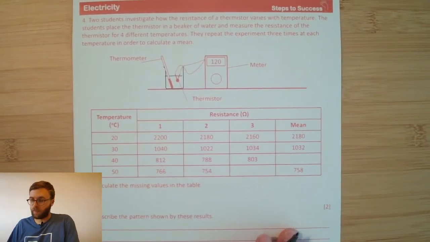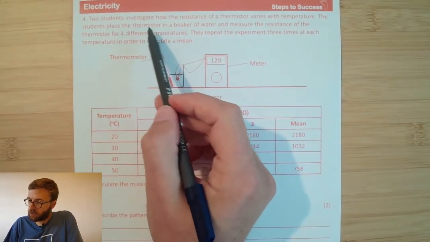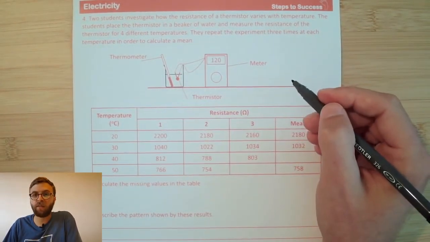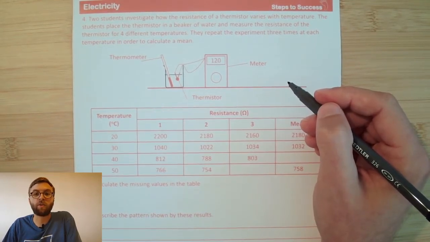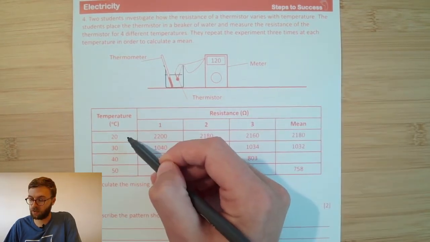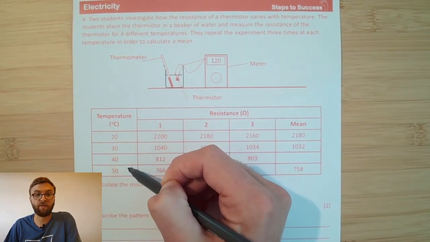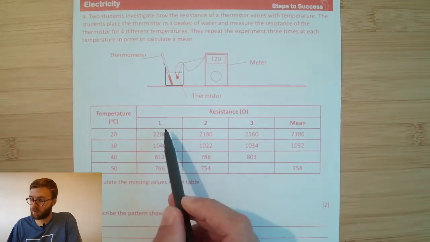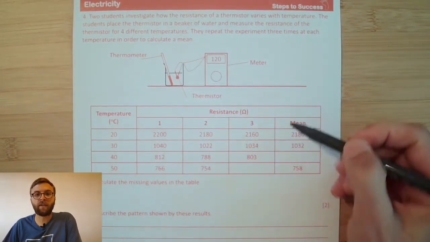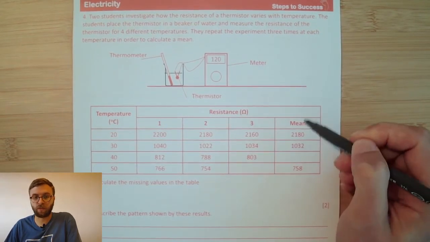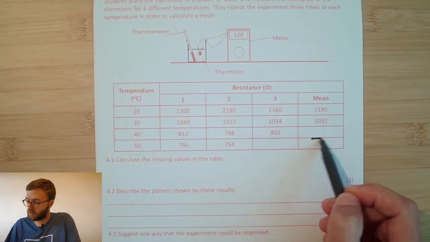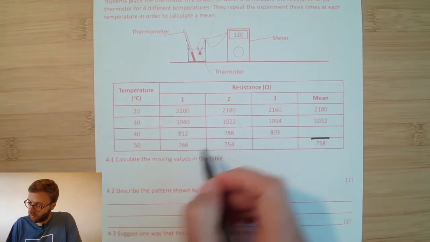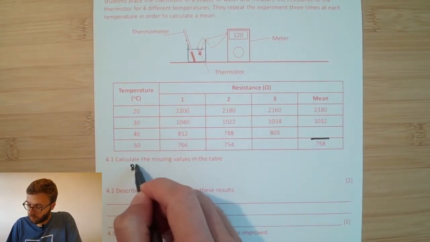Okay, the question's getting a little bit longer now. Here, 2 students investigated how the resistance of the thermostat varies with the temperature. The student places the thermostat in a beaker of water and measured the resistance of the thermostat for 4 different temperatures, which you can see here: 20, 30, 40 and 50. They repeat the experiment 3 times, and they've calculated a mean of each of those results. In this first question here, we need to calculate the missing values. So the first one is simply the mean. So we're going to sum the 3 numbers up.